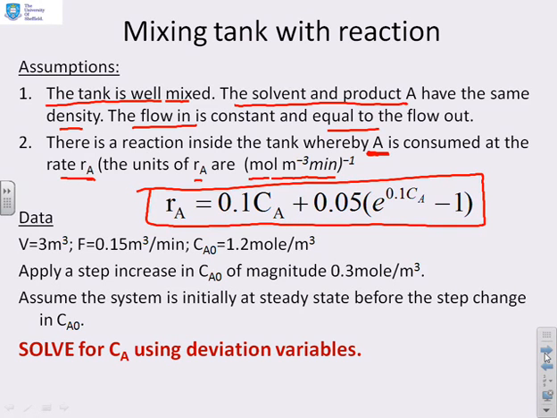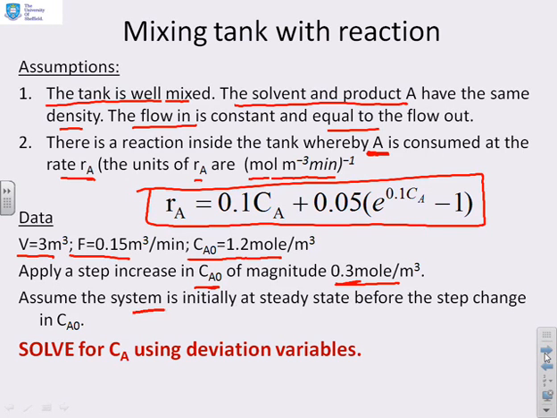Now we're given some data: the volume of the tank is 3 meters cubed, the flow rate is 0.15 meters cubed per minute, and the concentration of the inflow is 1.2 moles per meter cubed. What we're going to do is apply a step increase in the molar concentration of the input, where the step increase is 0.3 moles per meter cubed. What we'd like to know is how does the concentration in the tank change when we apply this step.